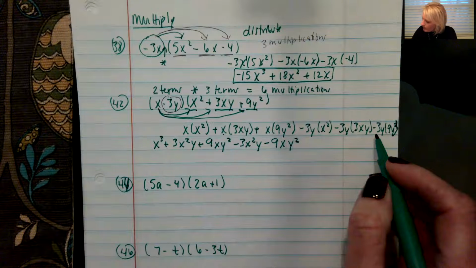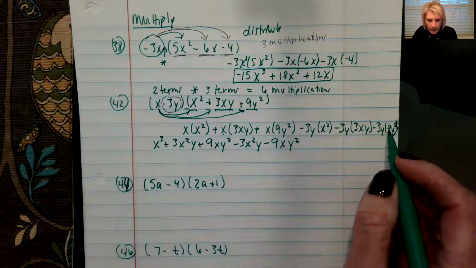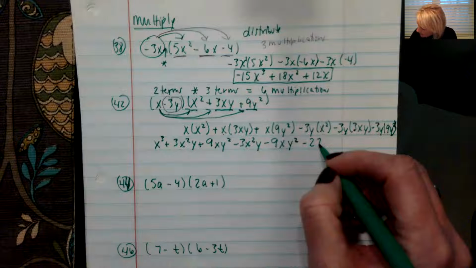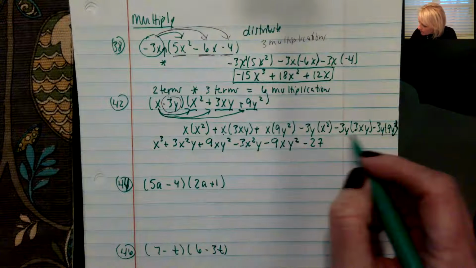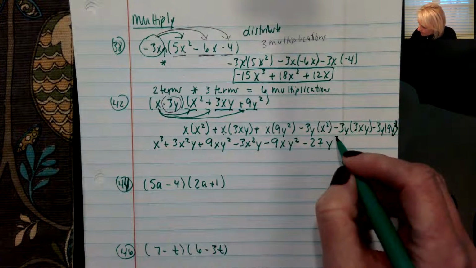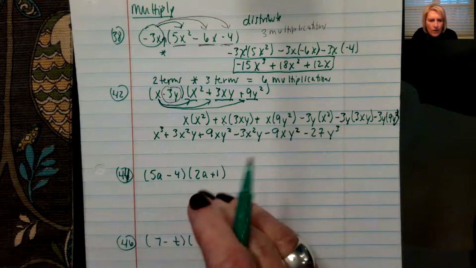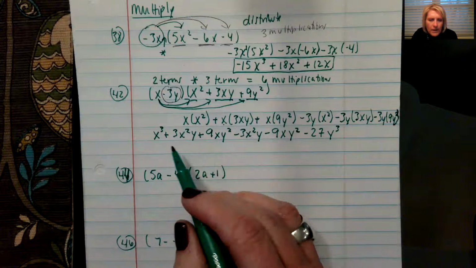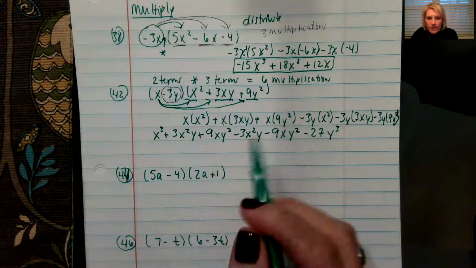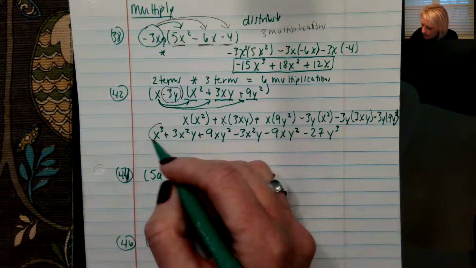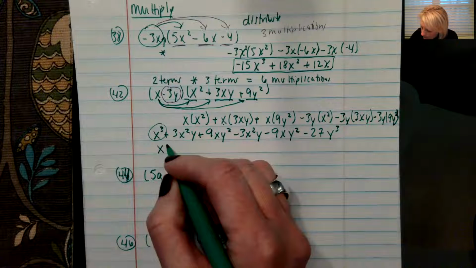And then we have a minus 3 times a 9. So that's a minus 27. And then that's y times y squared is y cubed. Okay. So I'm going to go through and see if it has any like terms. If not, I'm going to circle it. So x cubed, there are no other x cubed. So that one's done. So I'm just going to write that.